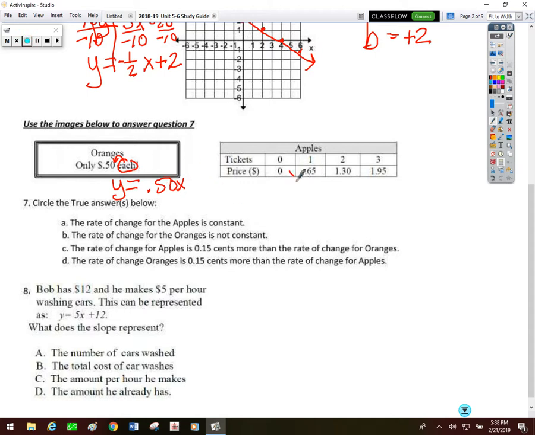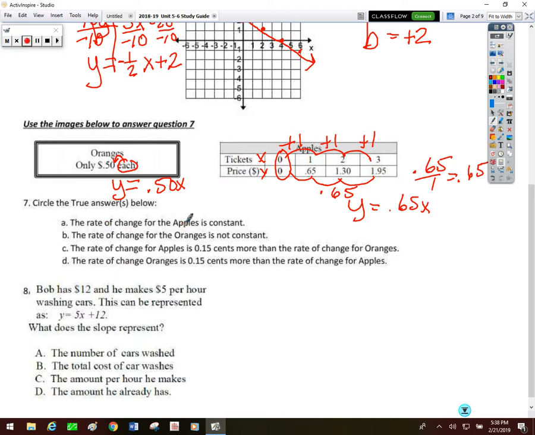Now let's find over here. If I look at the apples, every time I buy an apple, on the price side, it goes up 65 cents. Let's check up here on the tickets, right? I don't know why this says ticket. This should be apples and price. Okay, that's plus 1, that's plus 1, and that's plus 1. So what I have now is 65 over 1 is 0.65, right? So the equation for apples is 0.65x. And again, here's your y-intercept, right? When x is 0. Remember, the top one is x, the bottom one is y, your output.